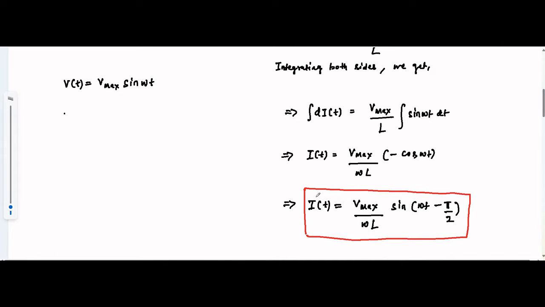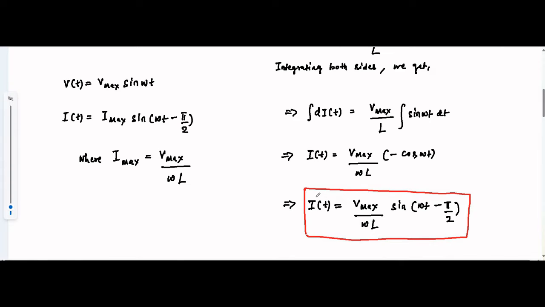Now we can write this as i(t) is equal to Imax sin(omega t minus pi by 2), where Imax is equal to Vmax by omega L.